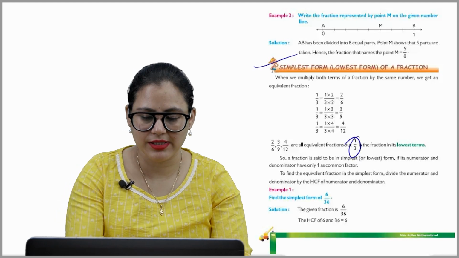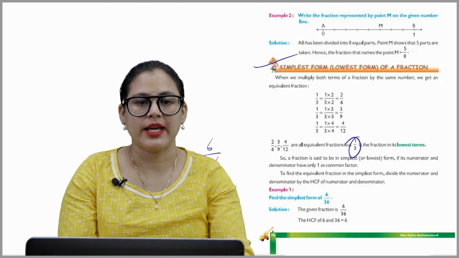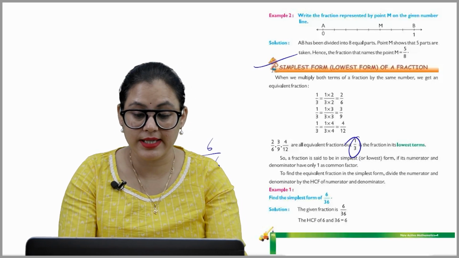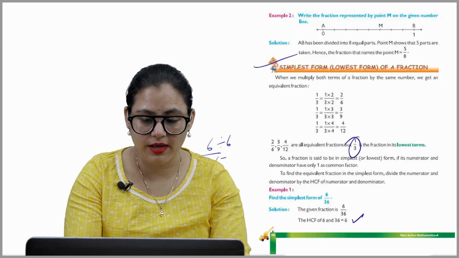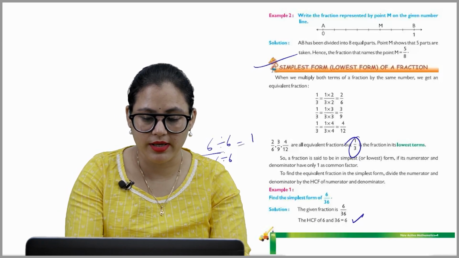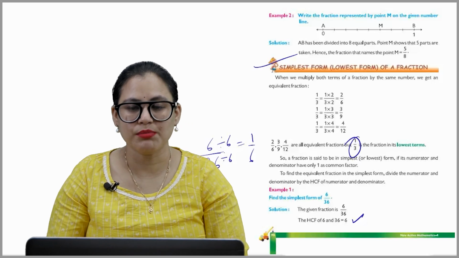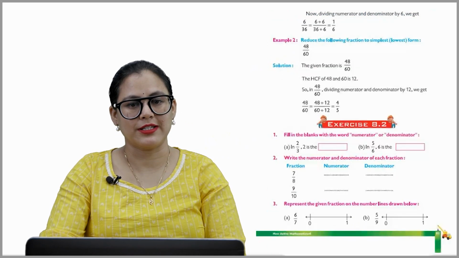The given fraction is 6 by 36. The HCF of 6 and 36 is 6. So, we will divide numerator and denominator by 6. So, 1 by 6 is the answer, which is the simplest form of 6 by 36.